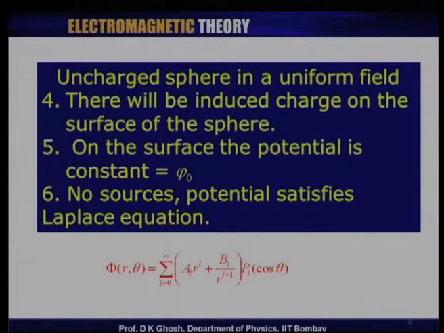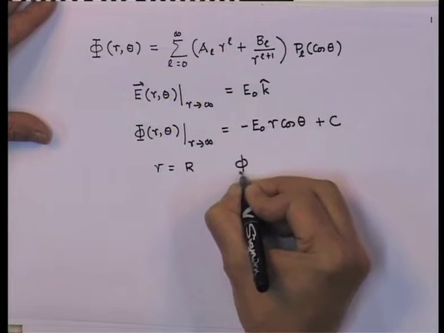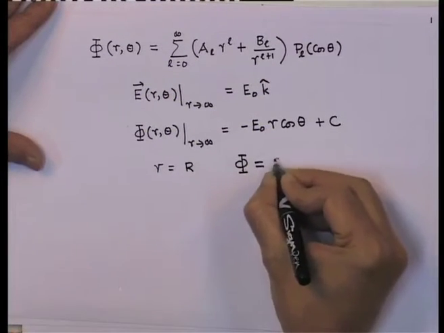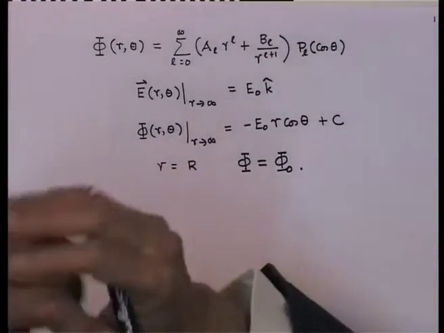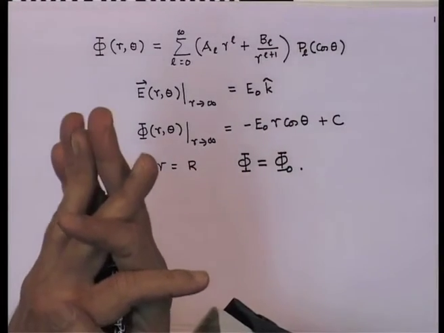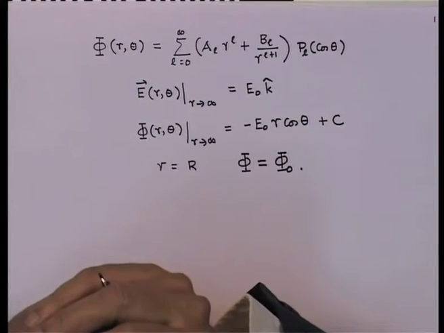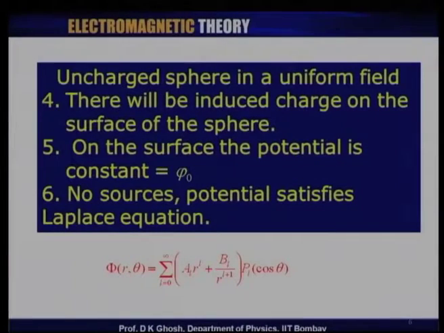So, we now need to try to find out what these constants are. Let us start with the condition that on the surface of the sphere, that is at r equal to R, the potential phi is equal to phi 0, let us say. The second thing that we realize is that outside the sphere in the empty space there are no sources. So, I need to solve a Laplace equation, and the general solution to the Laplace equation is what we have written down.